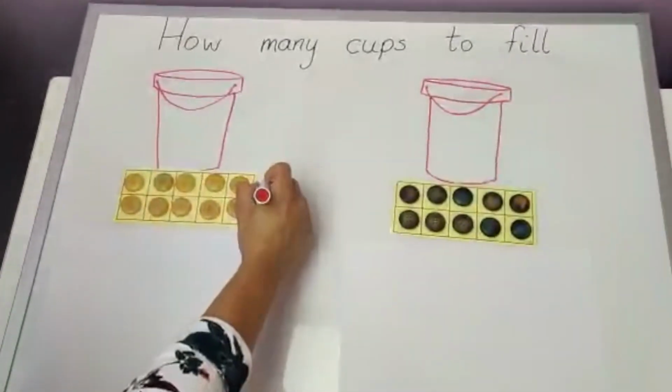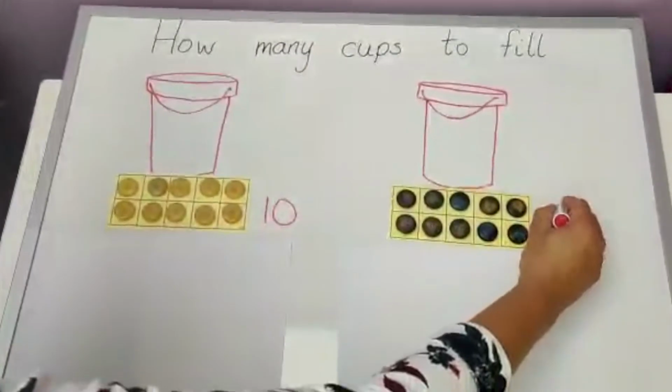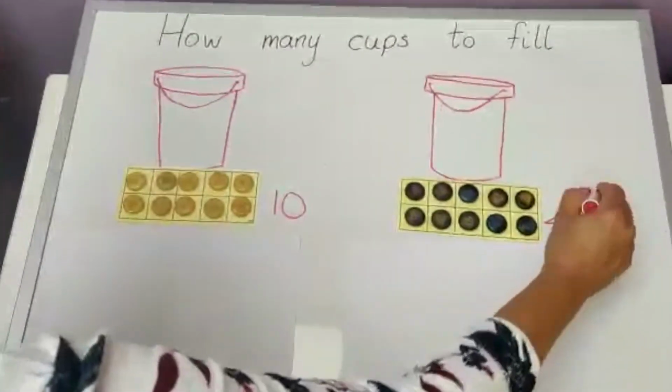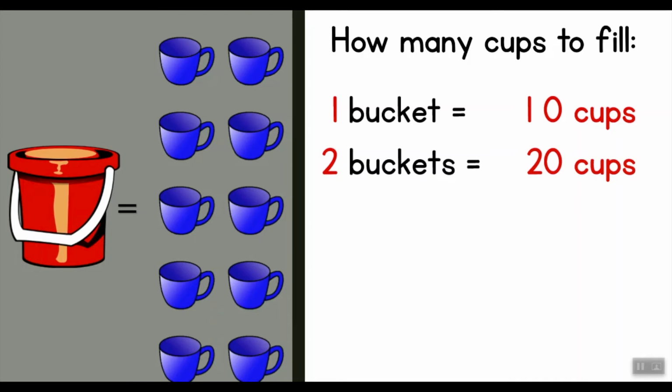10 and another 10, which gives me 20. So I need 20 cups to fill in 2 buckets. I hope you got the same answer, whether you used counters or drew them or even worked it out in your head. Right. Now, so what if we must fill 3 buckets?